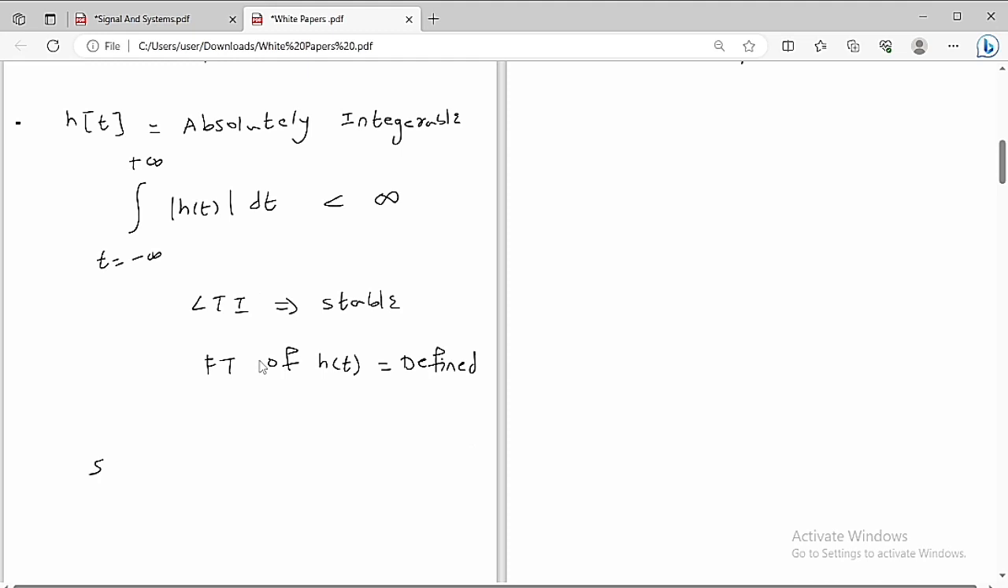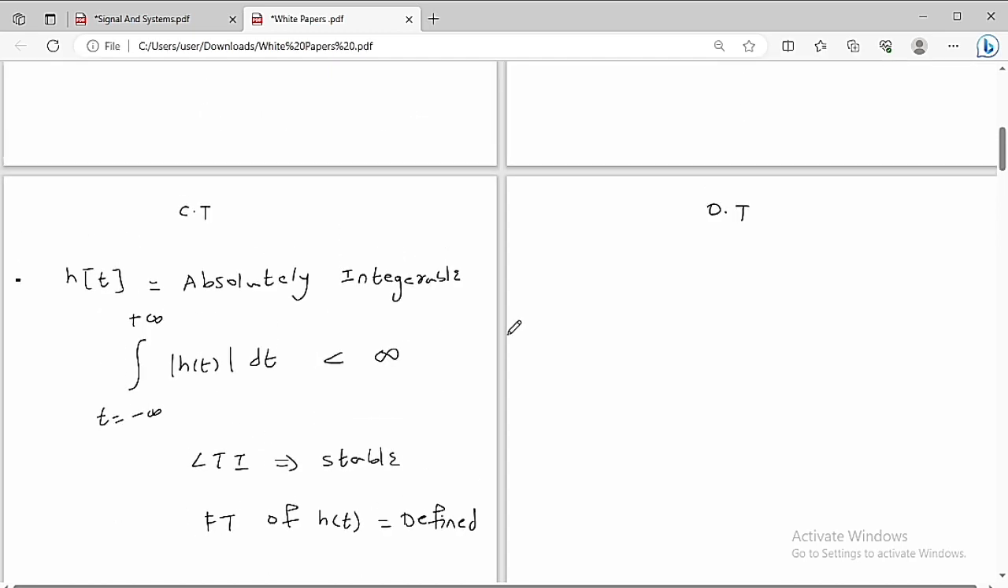So if a system is stable, the Fourier transform is also going to exist. One is going to exist, the other is also going to exist. Therefore, if the ROC of H of s includes the imaginary axis in the s plane, then the Fourier transform is going to exist. When the Fourier transform exists, the system is also stable.